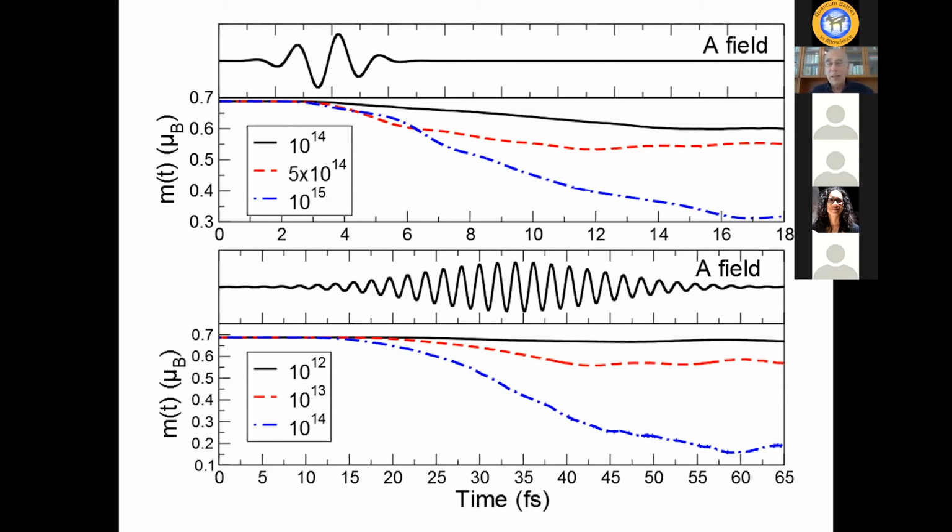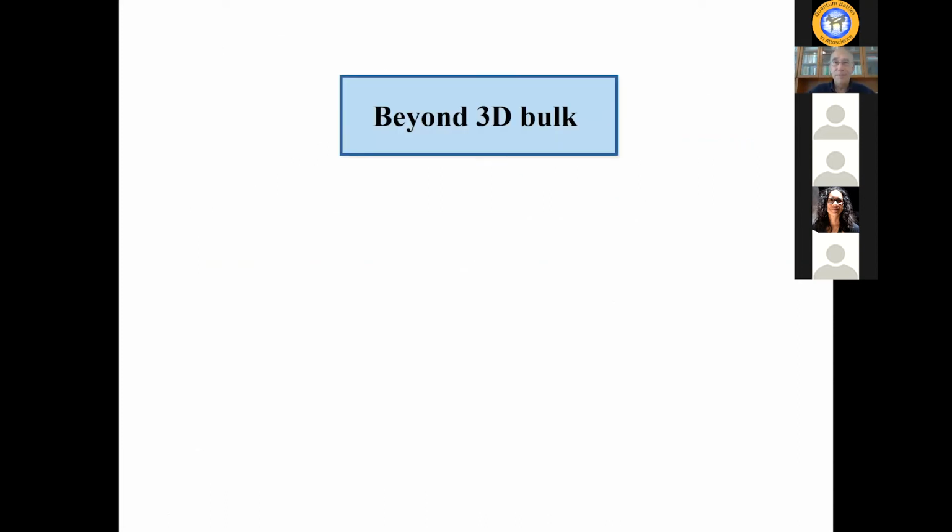So we can play a little bit with the intensity and the pulse duration here. You see that a similar decrease in magnetization, as you see in blue here, that can be achieved with a high intensity short pulse, can ultimately be achieved also with a longer pulse that is weaker. So what this shows is that the relevant quantity is the fluence. Now what I showed so far is 3D bulk.